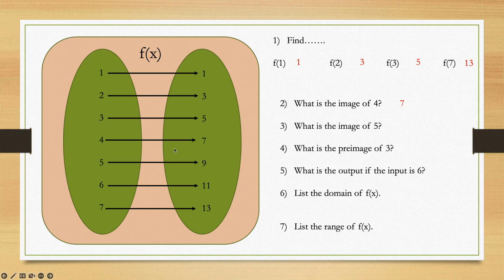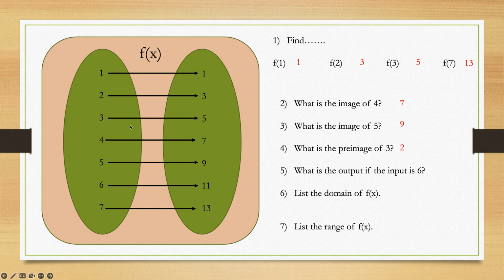What's the image of 5? That means 5 is the input and 9 is the output. What's the pre-image of 3? That word pre-image is different than the word image. Pre-image means go backwards. So if you come out with a 3, if that's the output, what did the input have to be? It was 2.